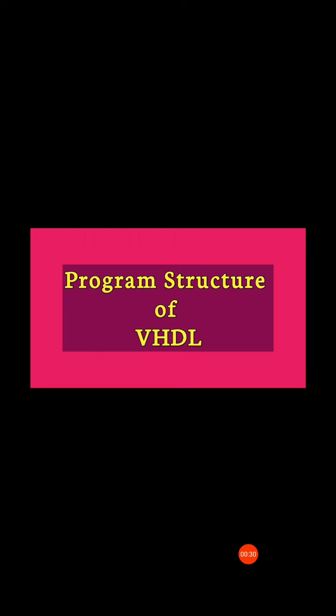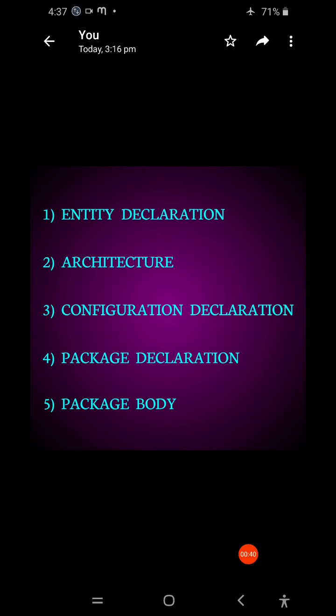Whatever VHDL language we use has some program structure. The program structure of VHDL contains these 5 modules. The first one is entity declaration, the second one is architecture, the third one is configuration declaration, the fourth one is package declaration, and the fifth one is package body. These 5 make up the program structure of VHDL. Now we discuss these 5 modules in detail.